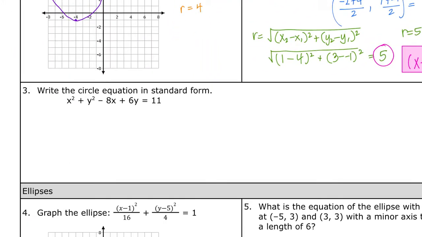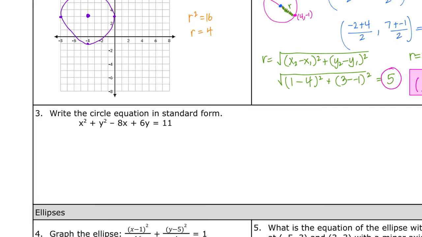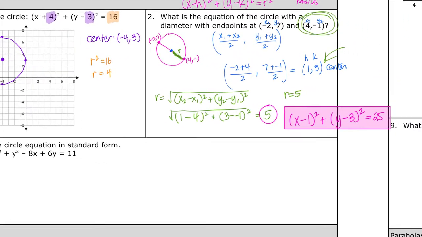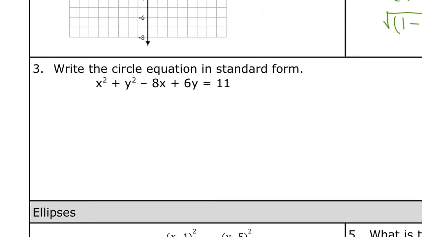Okay, and then this one right here says write this circle equation in standard form. So to be in standard form, it has to look like what we just finished writing over here with the parentheses and the squares. This one doesn't have that. So we have to rearrange first. Anything that has an x, let's put that next to each other. So it's going to be x squared minus 8x. And then anything that has a y, let's group that together.